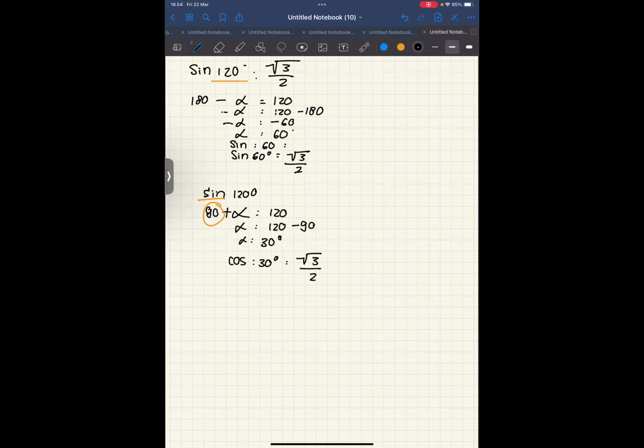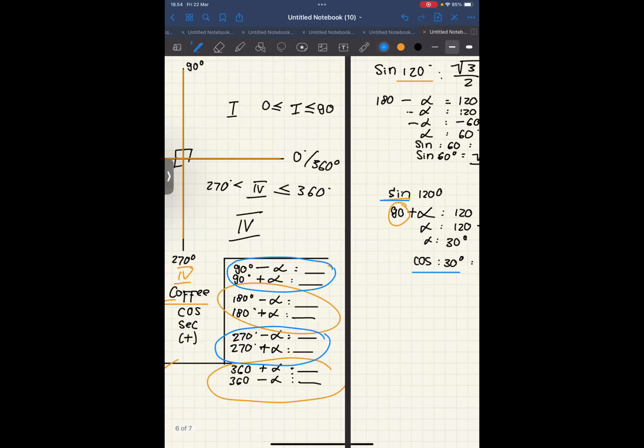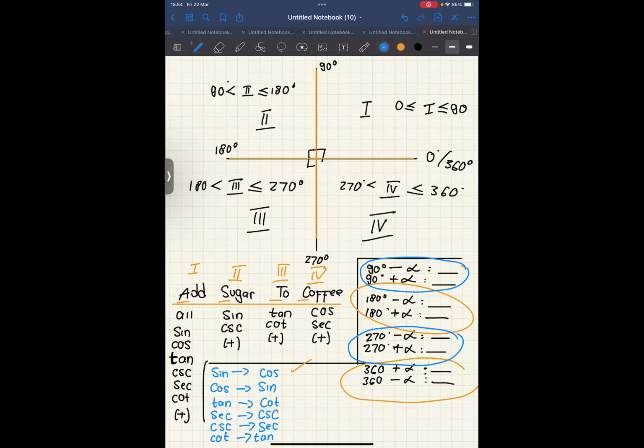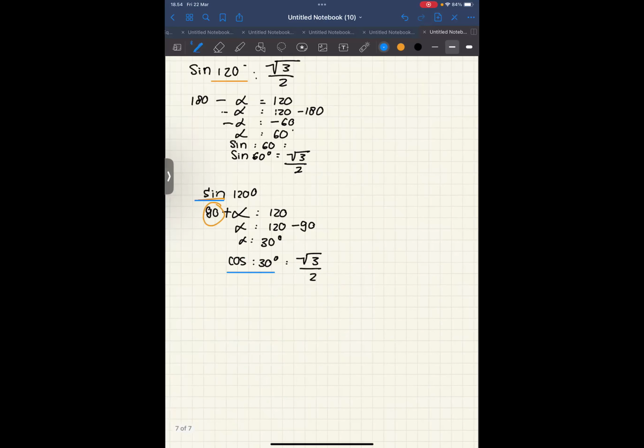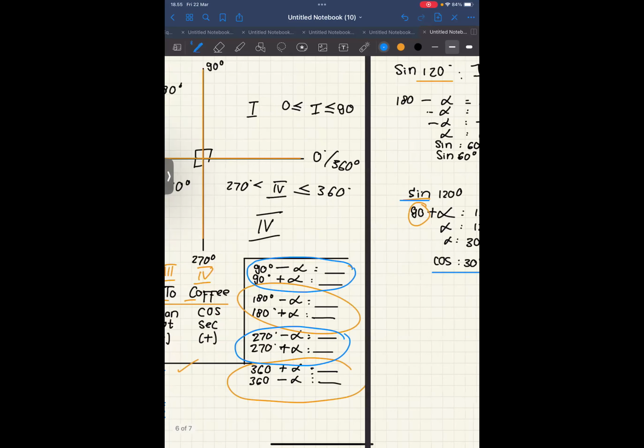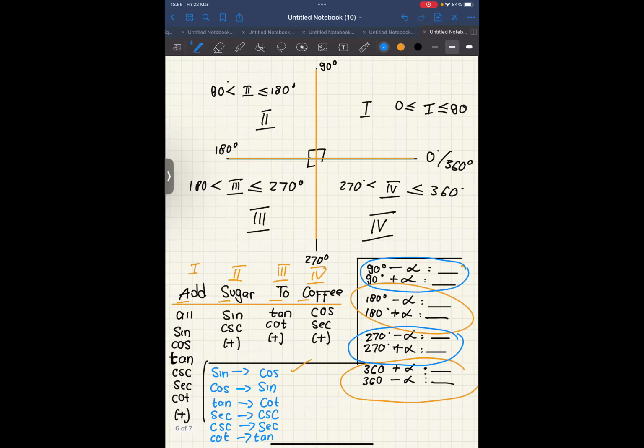And for the positive and negative of this result, we see from the question. We don't see from the cosine 30. We see from the question, this is sine 120 degree, which is in the second quadrant, where sine is positive. So the result stays positive. So either way, if we're using the one in the vertical lines or in the horizontal lines, the result stays the same.